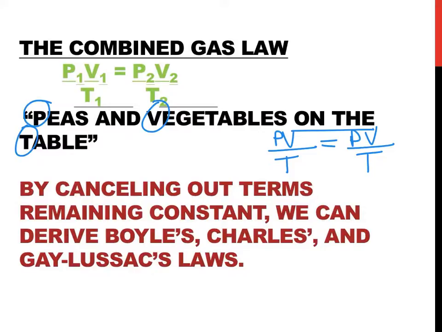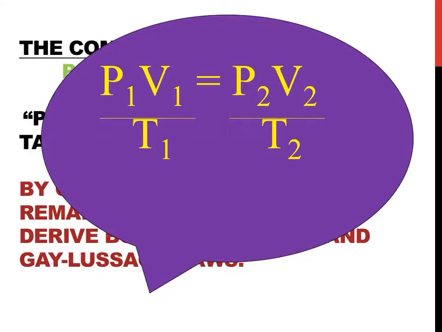If you cancel out terms remaining constant, we can derive Boyle's, Charles', and Gay-Lussac's laws. So what do I mean by that? Well, you have this law. If you memorize this, you've already memorized the first three gas laws, because if you hold one constant, the others will represent those laws. So let's look at that. Here's the combined gas law.